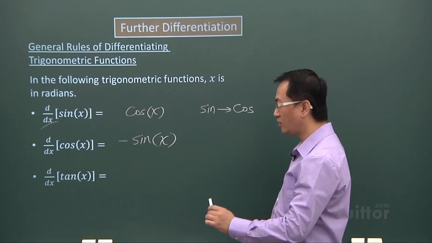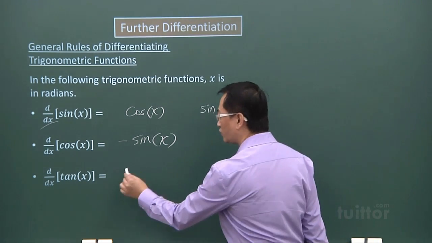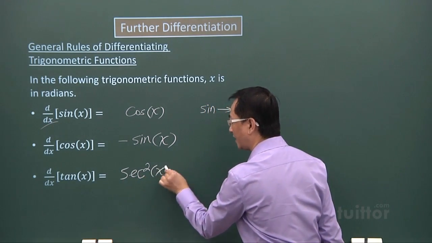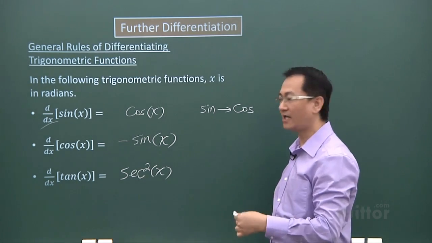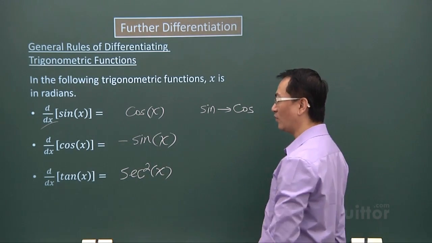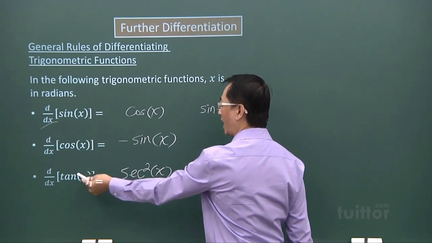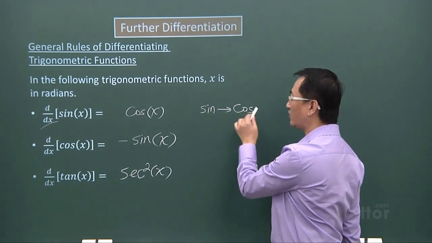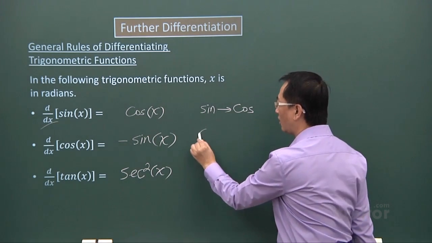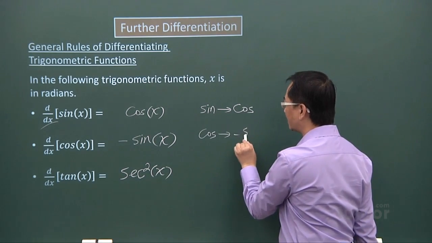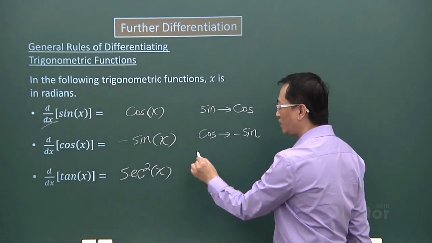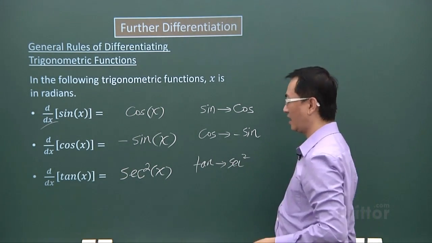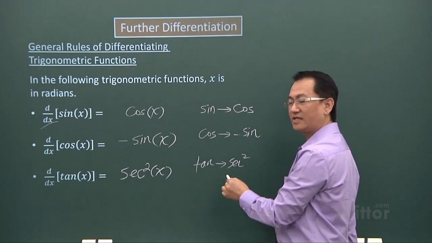If you differentiate tangent x, you should get secant squared x. Again, I would say you will ask a lot of questions. Why here no square? Here you have a square. Just remember this. Sine will give you cos in differentiation. Cos will give you negative sine. And then tangent will give you secant squared. If you remember this, you will do well.